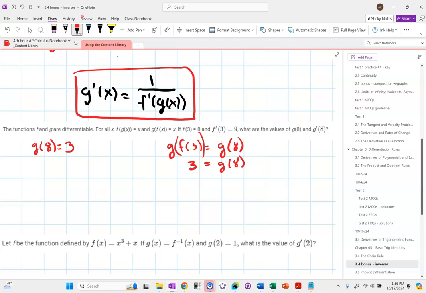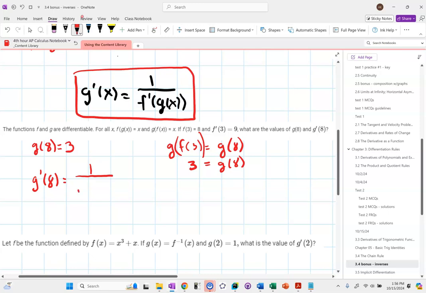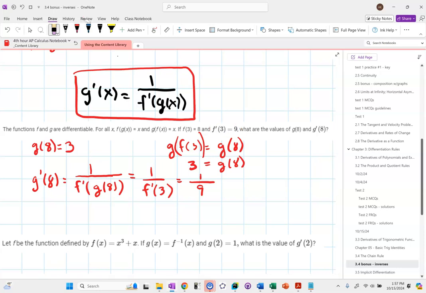Now to get g prime of 8, I'm going to use that formula that I built from up above. So far, so good. Now, what's g of 8? That's 3, right? And what's f prime of 3? 9. It's given to me right here. So g prime of 8 must be 1/9. I feel pretty good.